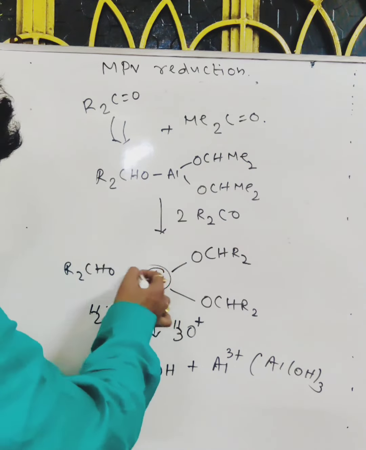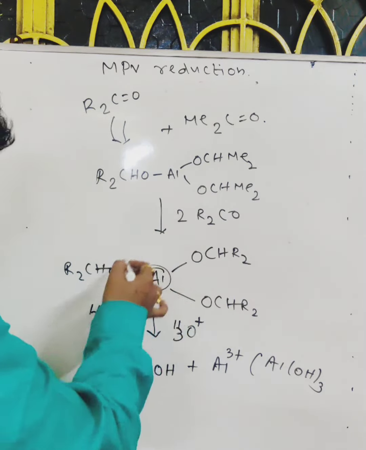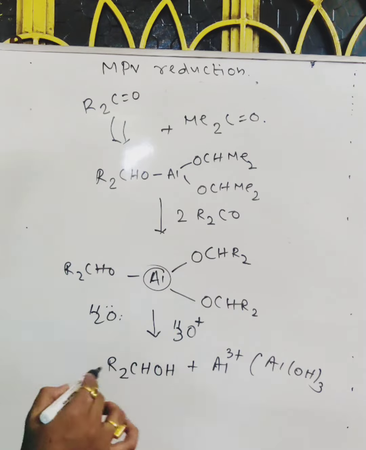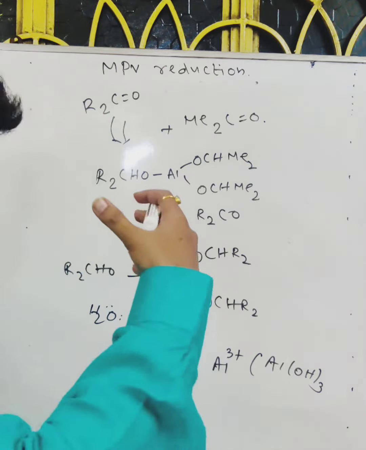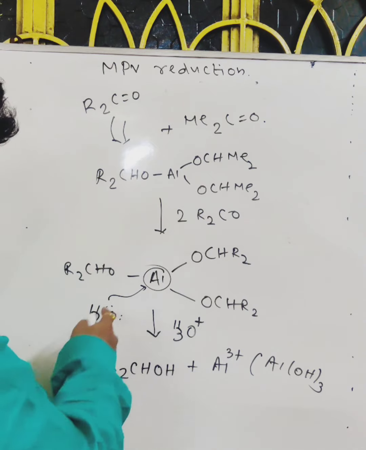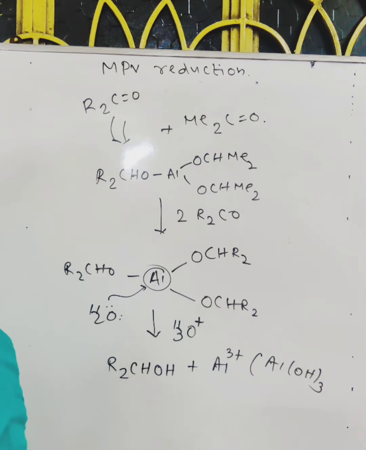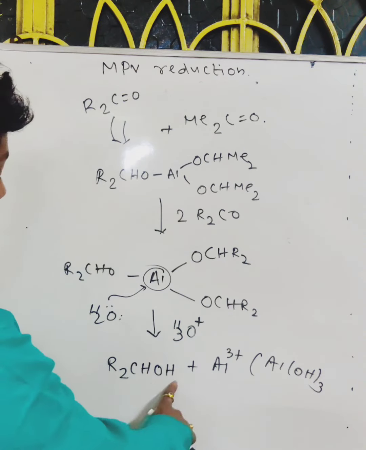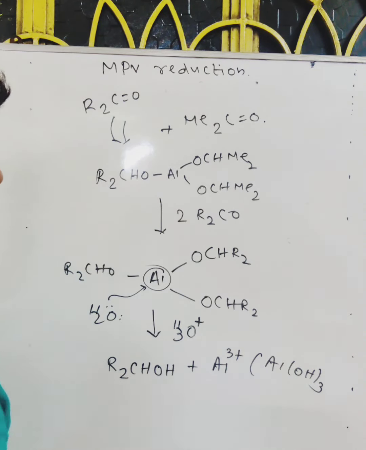So again, see, even after all of this, this aluminium is not going to be satisfied. That means the aluminium does not have the octet surrounding it. So what is happening? This lone pair is going to attack the aluminium. It will coordinate with this, and finally all the bonds get broken, and that will be converted to R2CHOH. Along with that, you will get Al3+.